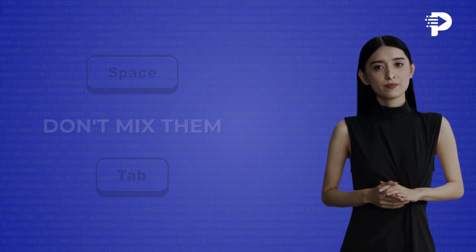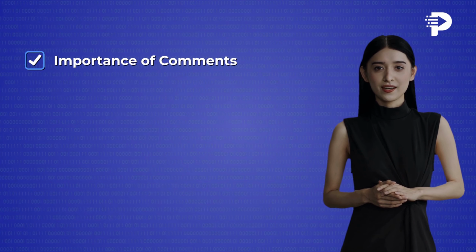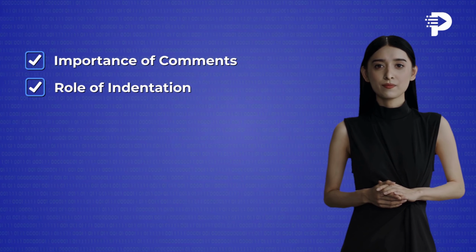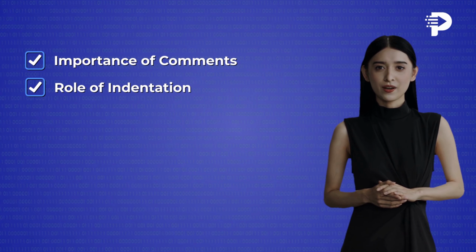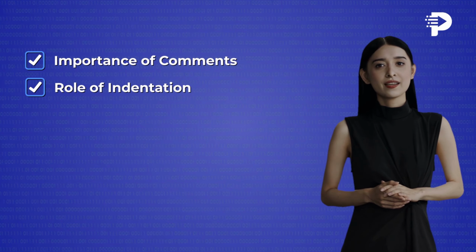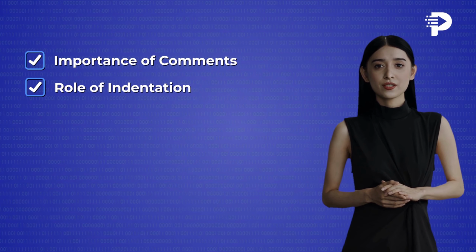So we've covered the importance of comments and the role of indentation in Python. By mastering these concepts, you are laying the foundation for writing clean, readable, and well-structured code. Now let's look at how to use indentation to organize and structure your code. Indentation means adding spaces or tabs at the beginning of a line to show the code's hierarchy. It is crucial because it tells Python how different code blocks are related to each other.